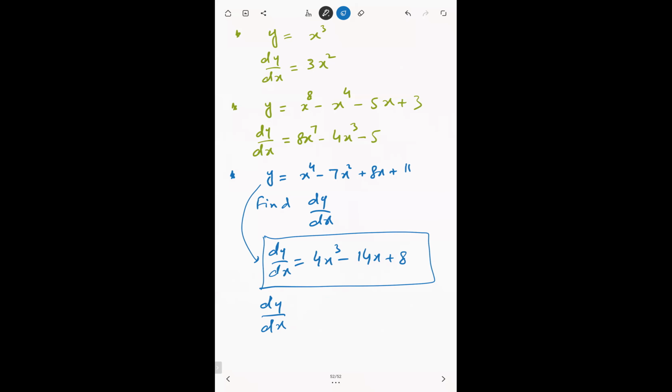Once you have written dy by dx, it means you have differentiated the original curve. So this is basically differentiation. When the question says find dy by dx, it means differentiate. Or if it says to differentiate, it means you have to find dy by dx. So that's another simple notation. तो जब भी आप y को differentiate करते हैं तो dy by dx लिखते हैं.